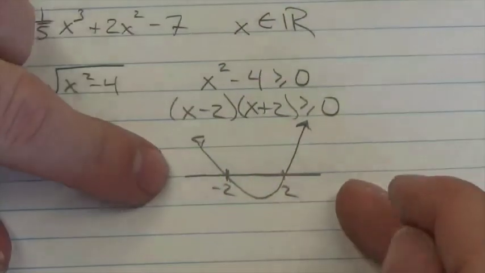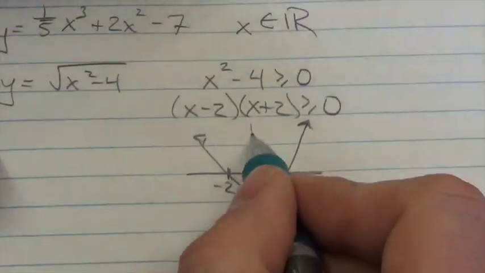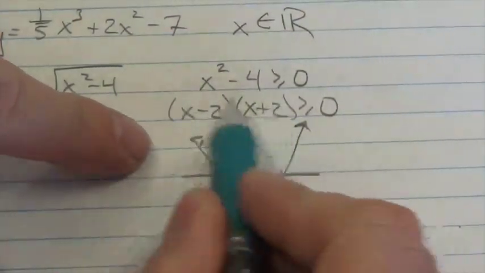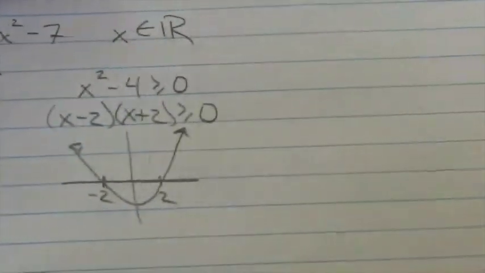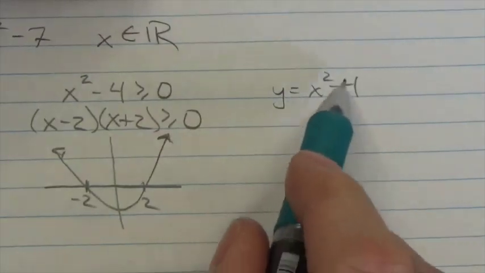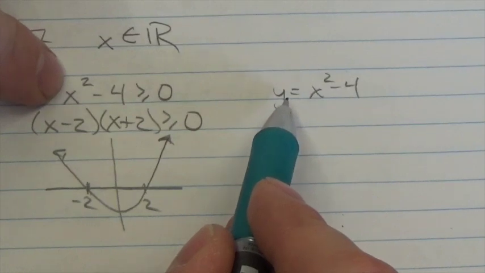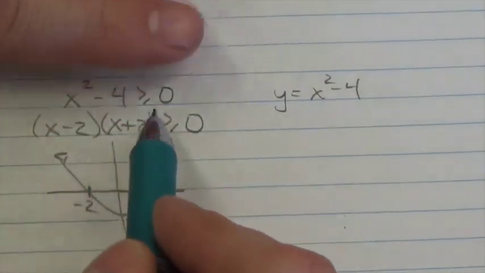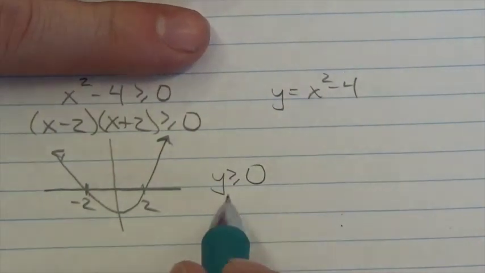Now, this little drawing that I've given you is representative of the coordinate plane, because you'd have your y-axis right here. I want to know where this function is greater than or equal to 0. Now, bear in mind what I'm asking. Remember that if I was to graph this, I would say y is equal to x squared minus 4. That x squared minus 4 right here is equivalent to y. So when I ask this question, I am really asking, where is y greater than or equal to 0?